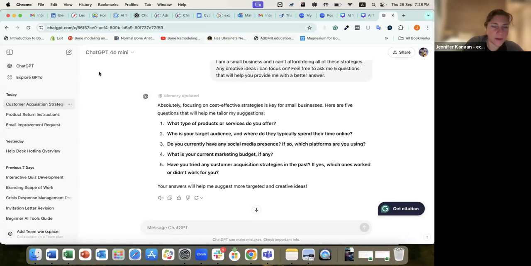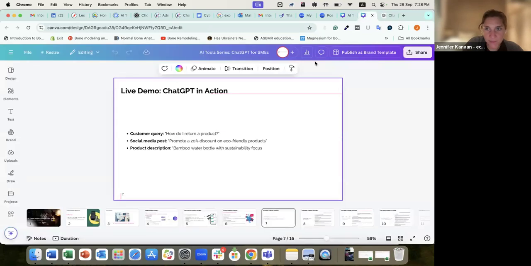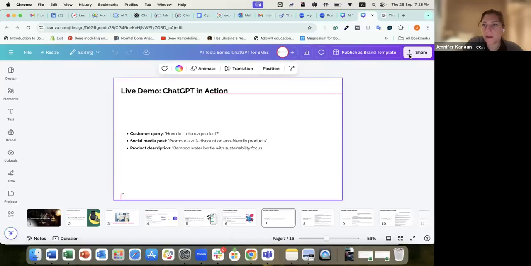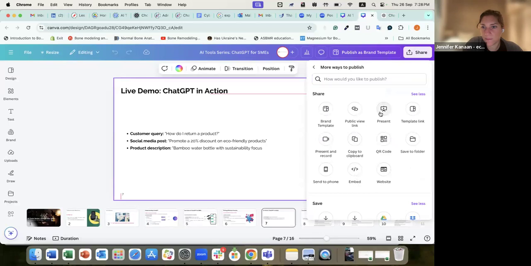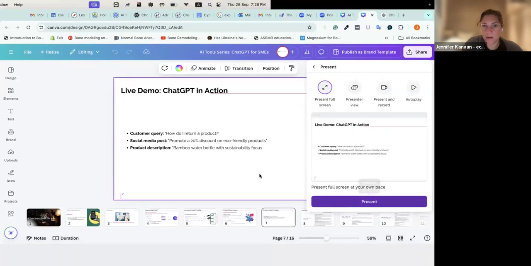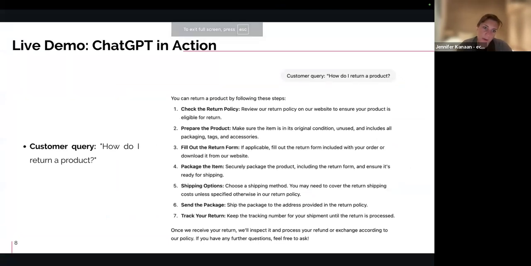Let's go back a little bit to the presentation. So I will show you what answer we've got for these things. Let me share again. So when I asked ChatGPT, how do I return a product? The answer was, you can return a product by following these steps.